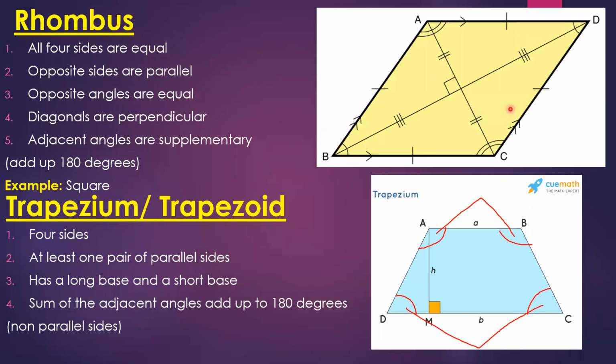Now, even though a rhombus could be a square, what's the difference between a rhombus and a parallelogram? Well, the difference is that for a rhombus, all sides are equal. For a parallelogram, all sides do not have to be equal.